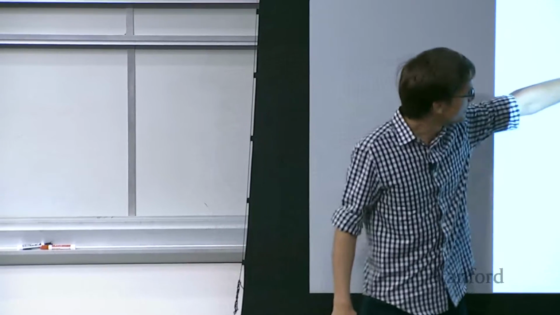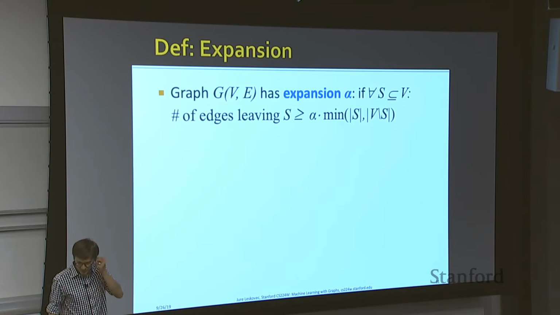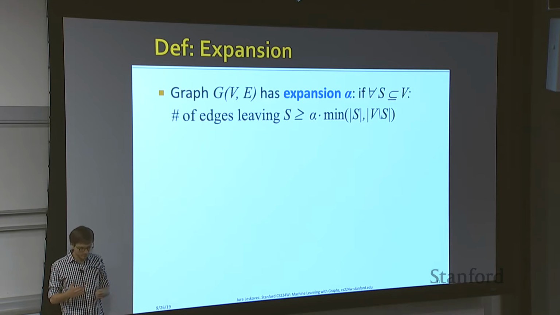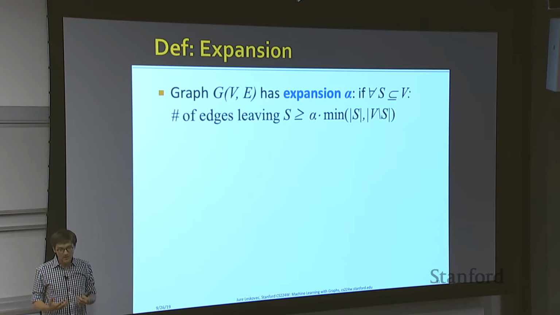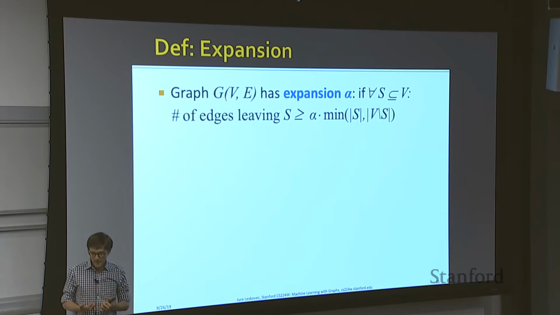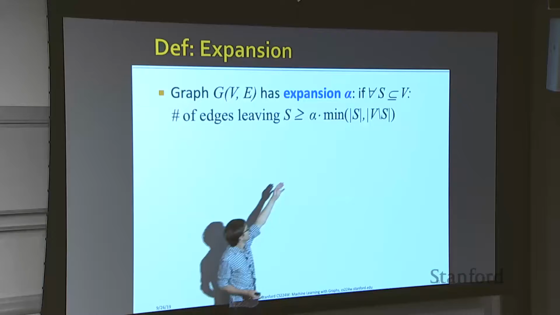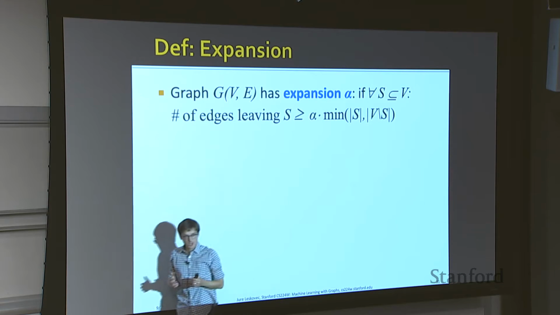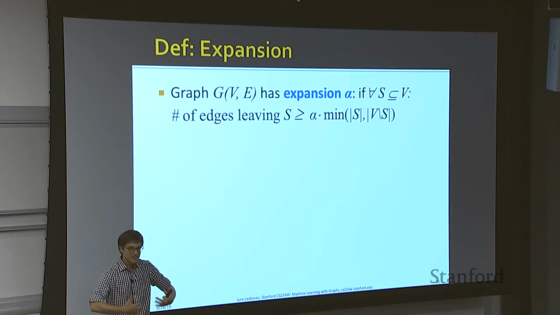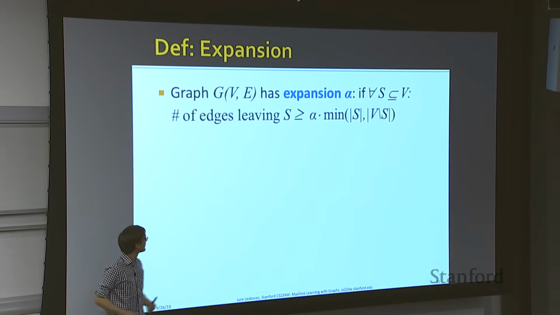To prove the shortest path length, I'll just give you a bit of a flavor. How do you need to think? The way you need to think is that you define this notion of an expansion. A graph will have expansion alpha if for any subset of nodes, the number of edges leaving that subset is greater than alpha times the size of that set. Essentially we are asking: if I pick a random set of nodes, how many edges are going to leave that set?